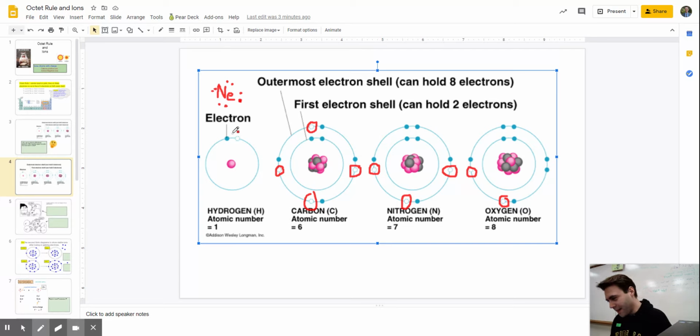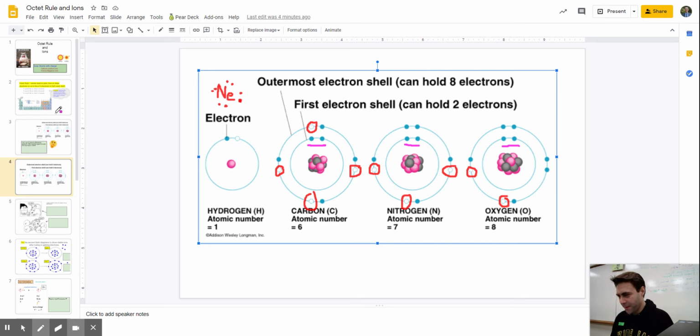Now, I skipped hydrogen on purpose because hydrogen only has 1 orbital. If you look at the first orbital, let me use a different color, pink, the first orbital can only hold 2 electrons, okay? So once there are 2 electrons, it's already a completed orbital. We don't really call it a full octet because octet, like octagon, means 8. There's only 2, so we don't call it a full octet, but it is definitely a full orbital.